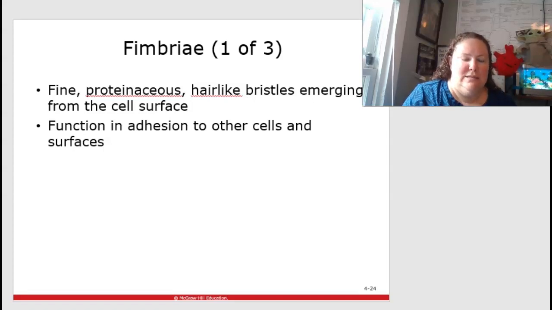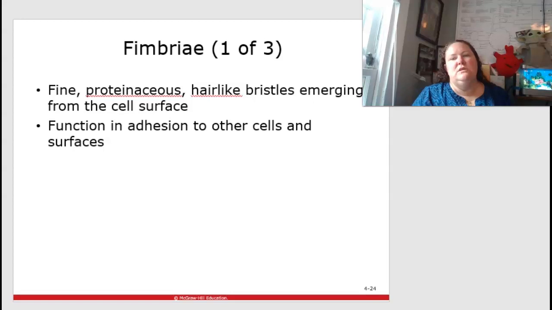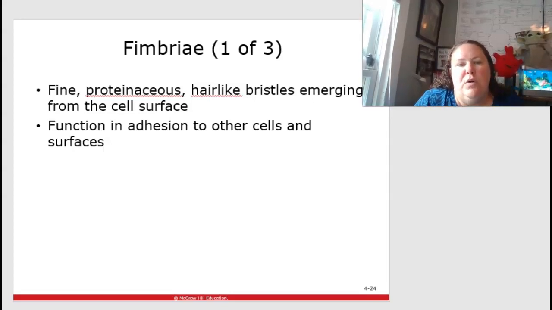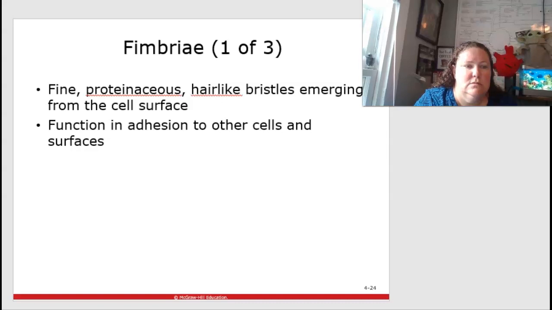Now we're going to move on to fimbriae, okay? These are fine, proteinaceous, hair-like bristles that emerge from the cell's surface. Proteinaceous just means protein-based, okay? And these function in adhesion or gluing, sticking to other cells and surfaces.